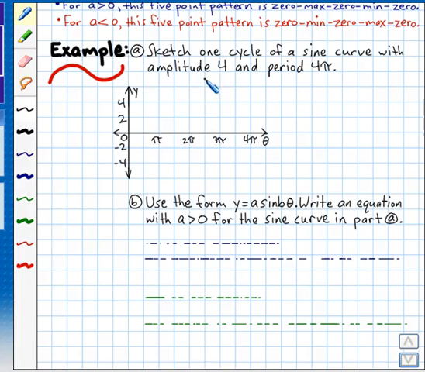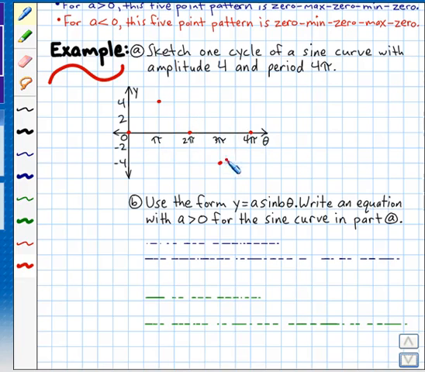Our value of a here is greater than 0. So our 5-point pattern is 0, max, 0, min, 0. So our first point we're going to graph is 0. Next we want the max. Since the amplitude is 4, the max is 4, and that's located at pi. Next we want to graph 0 at 2 pi, followed by the min. The min will be -4, located at 3 pi. And the final point in our pattern is 0, located at 4 pi.